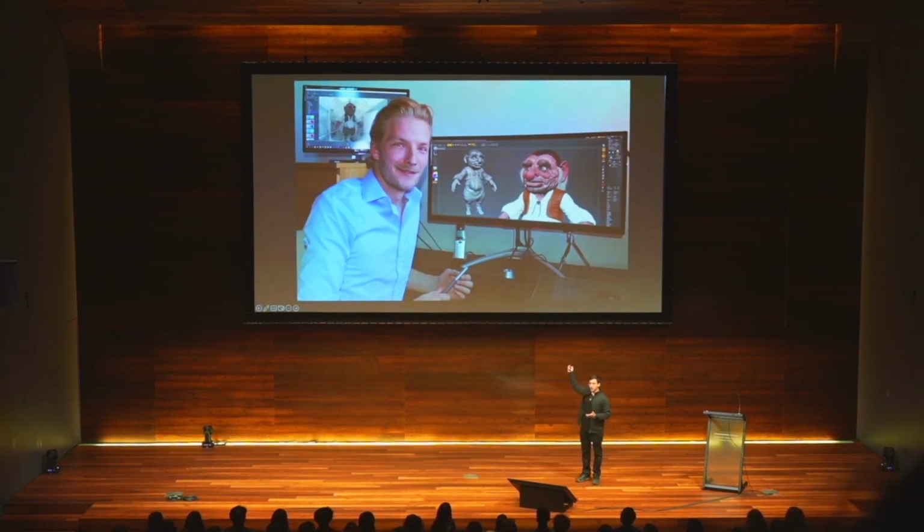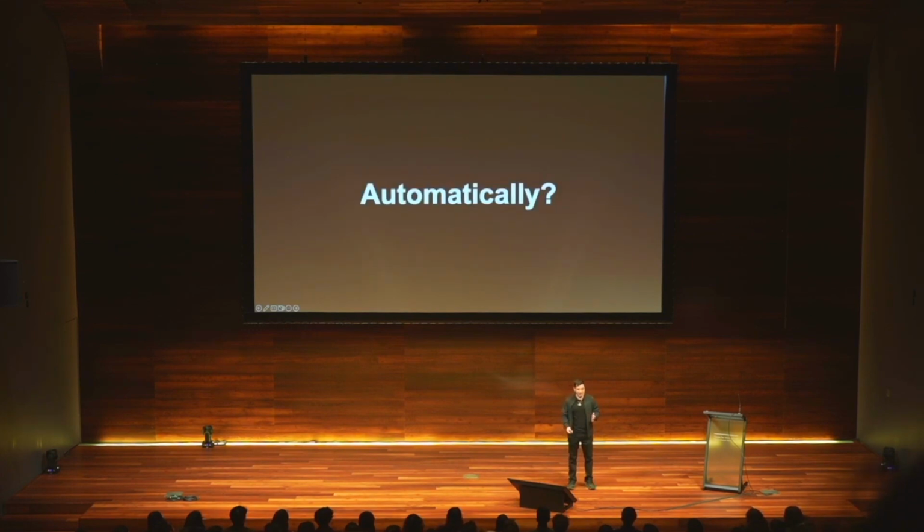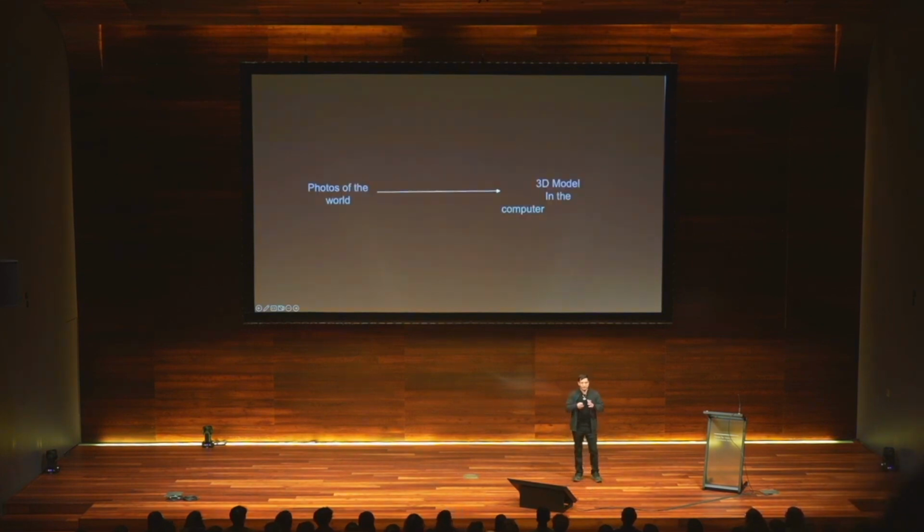To make a 3D model like this, a person has to spend many years training how to be a 3D artist, and it takes a lot of effort to make 3D models. So I always thought, wouldn't it be cool if we can do this automatically? If we could just take some photos of an object or take some photos of the world around us and turn it into a 3D model completely automatically. And it's really cool that for the first time in history, this is actually possible.